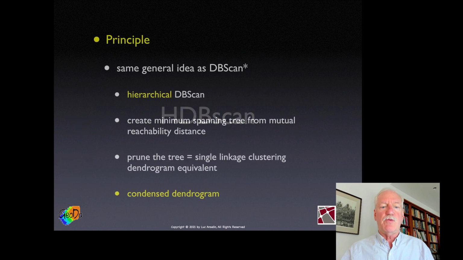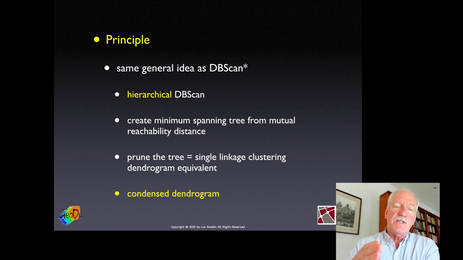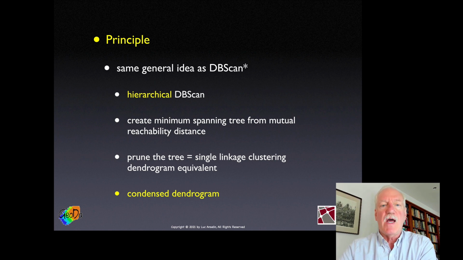So let's look at how this works. Same general idea. We use the mutual reachability distance. We create a minimum spanning tree, but now we prune the tree. And we systematically go down in distance or up in density, depending on how you want to look at it, and start cutting the tree. And as we said before, in DBSCAN star, this results in a dendrogram tree structure.